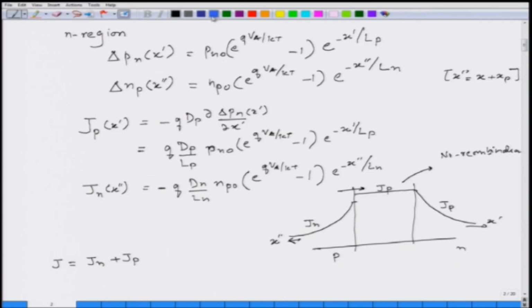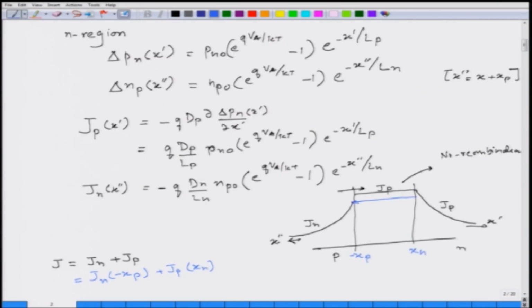Same thing we are assuming for the electrons which are injected on the p side. We are saying that there is no recombination, the current remains constant in the depletion region. The total current is going to be J n plus J p. Evaluate J of n at minus x p, plus I can evaluate J of p at x n. So, this is at minus x p, this is at x n. So, that is the current that I want to evaluate.